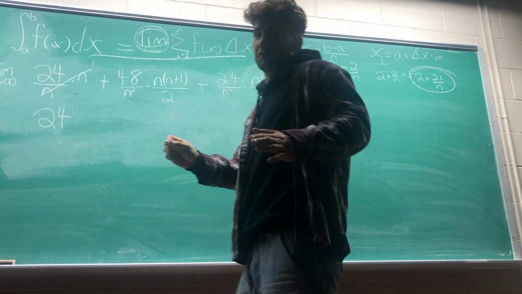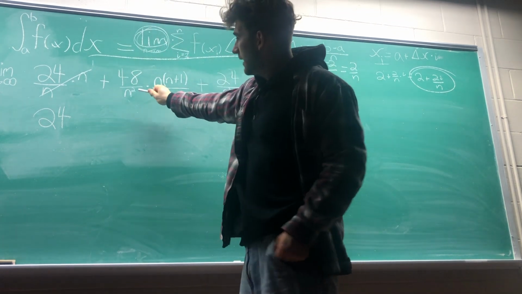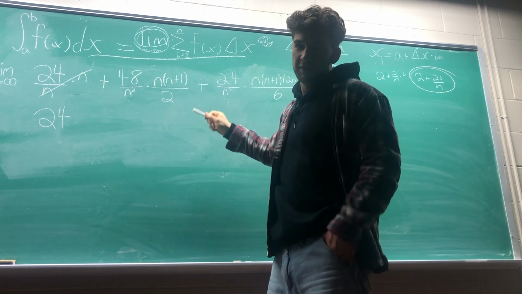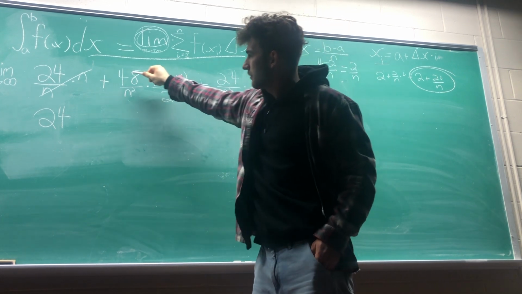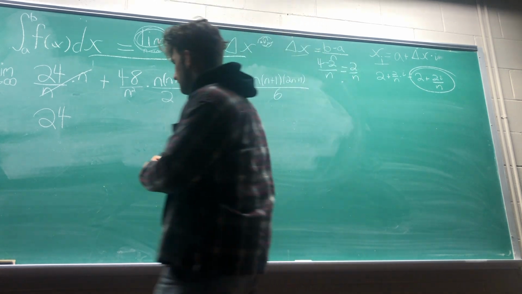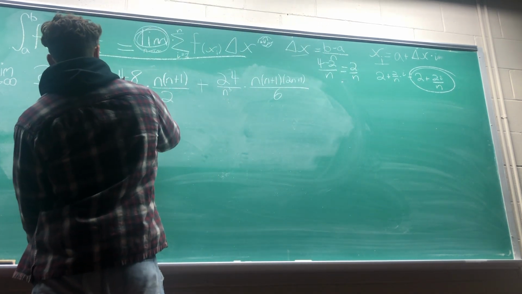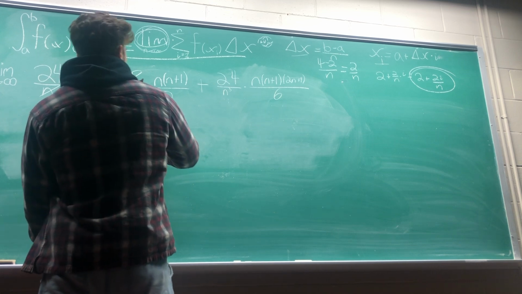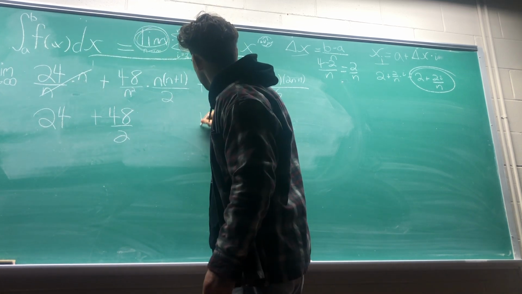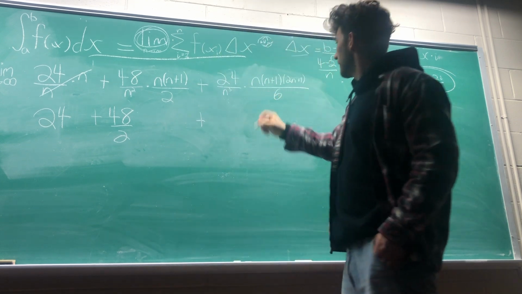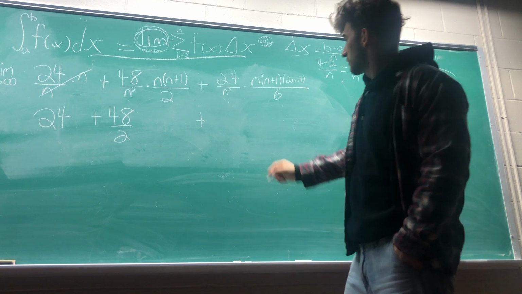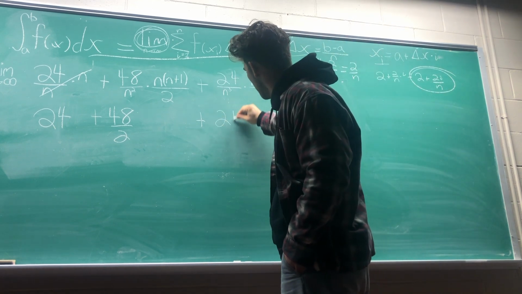24, but here's a really cool part. You see we have an n squared here. Those together is an n squared, so they just cancel out. So what you're left with is a 48 over 2. And now over here, you'll have an n squared, and then you have another n in there. So what you have is 24.